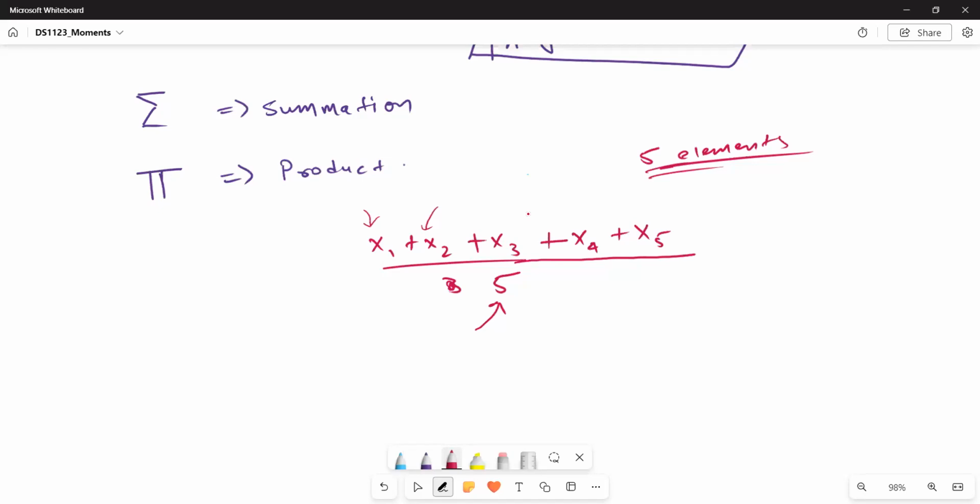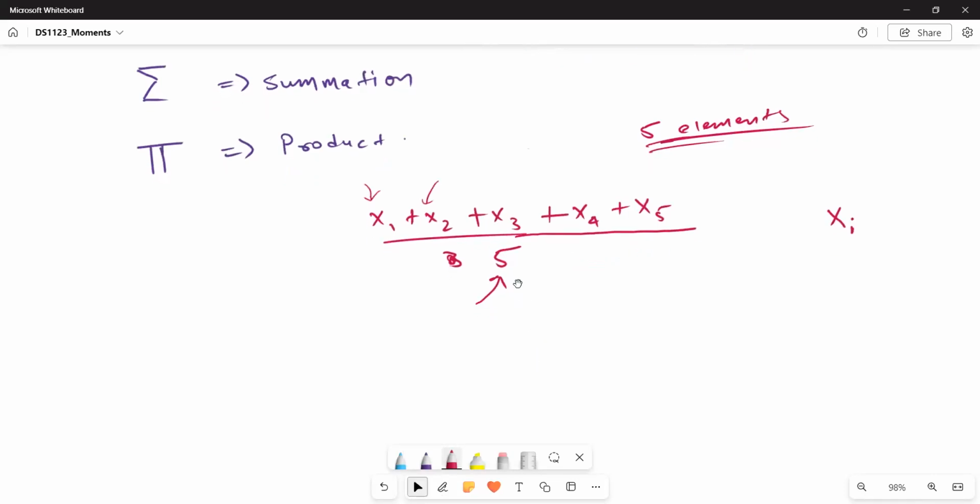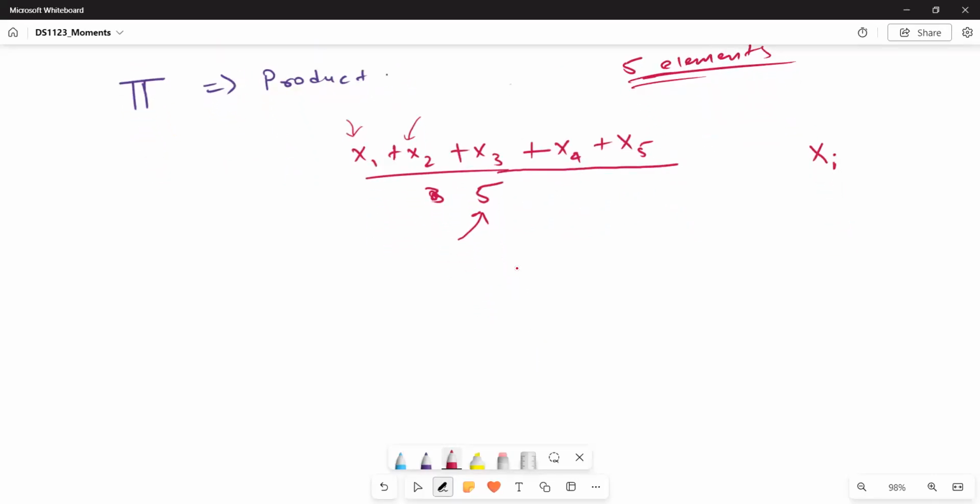So I'll simply represent this with xi, where I take their respective values. For example, if I want x1, I'll replace this i with 1. If I want x2, I can replace this i with 2, and so on. Since these plus signs will be represented using the summation, we'll simply write xi and add all the xi's together. Here we'll mention that i starts from 1, so i equals 1, and it will go up till n.